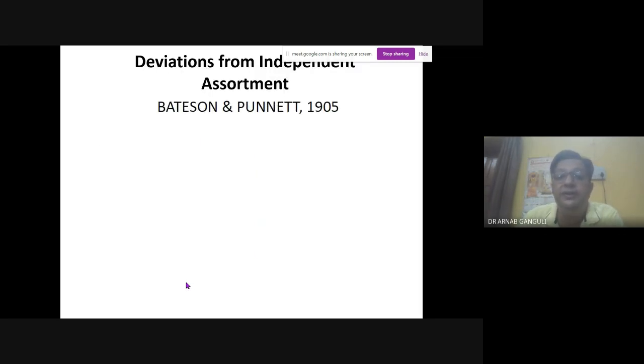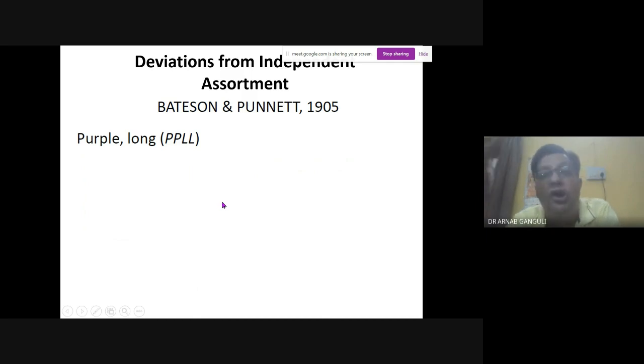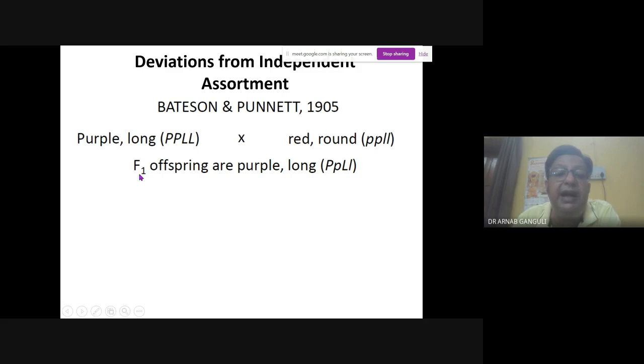So he did the cross. He took purple long plants which had capital P, capital P, capital L, capital L. Oblong or long, it's the same. And it was crossed with red round, small p, small p, small l, small l, because these are the recessive. And as expected, F1 offspring are purple long, but they are heterozygous, capital P, small p, capital L, small l.